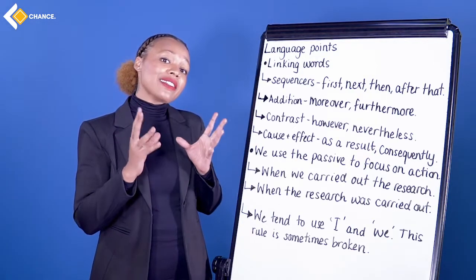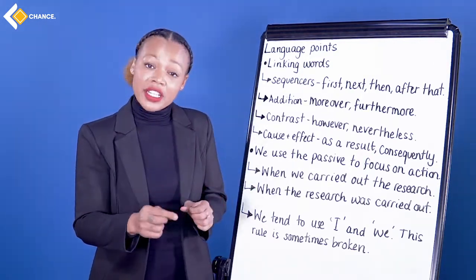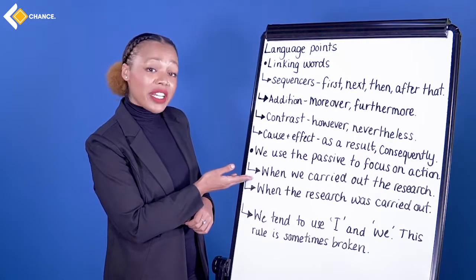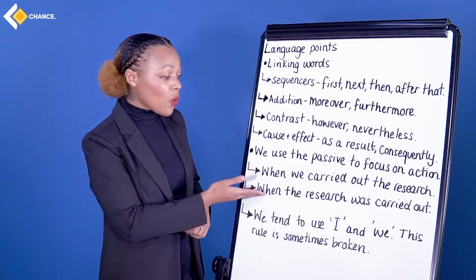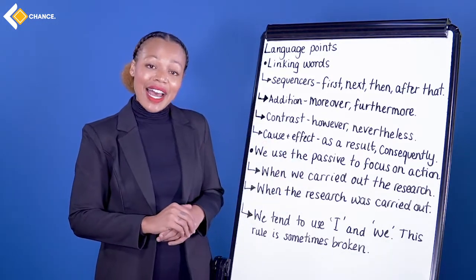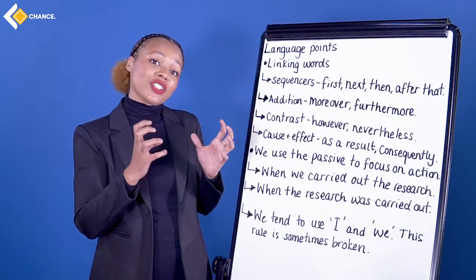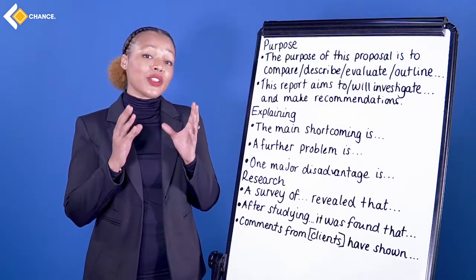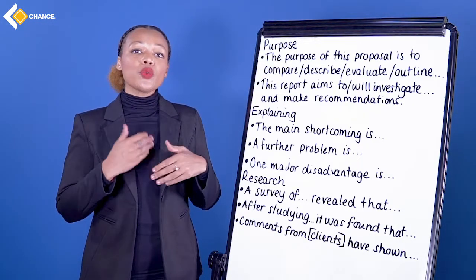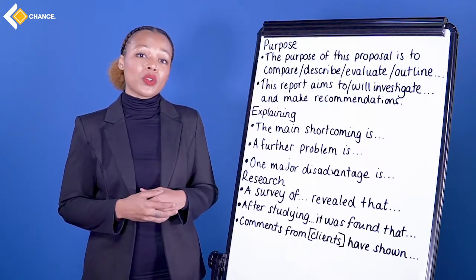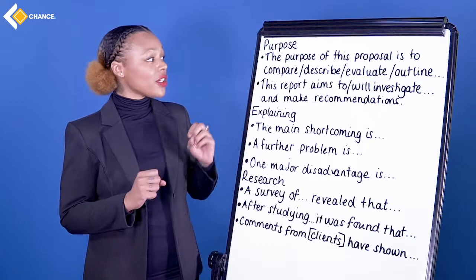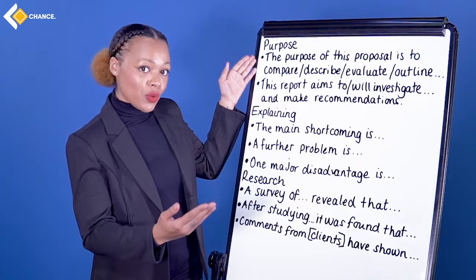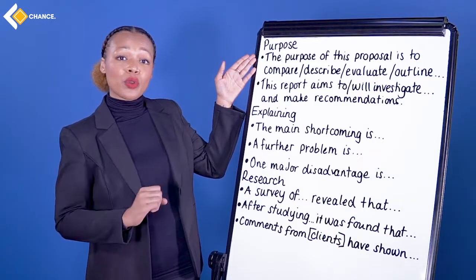We should use the passive voice to focus on the action done. Consider these 2 examples. When we carried out the research would become when the research was carried out. We're focusing on the action done. Let's take a look at some useful phrases that you can use in your business report. If you want to talk about the purpose of the report, a nice way to start this could include: the purpose of this proposal is to, and then you need to say why this report is being written.